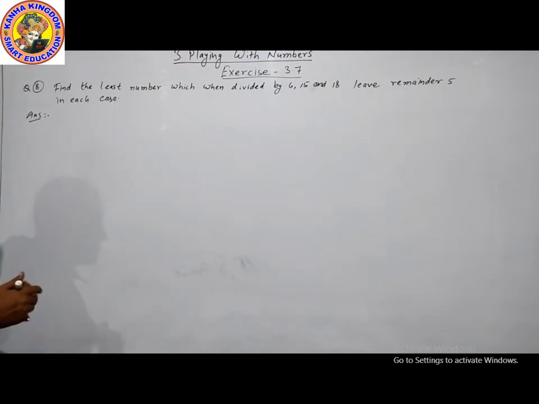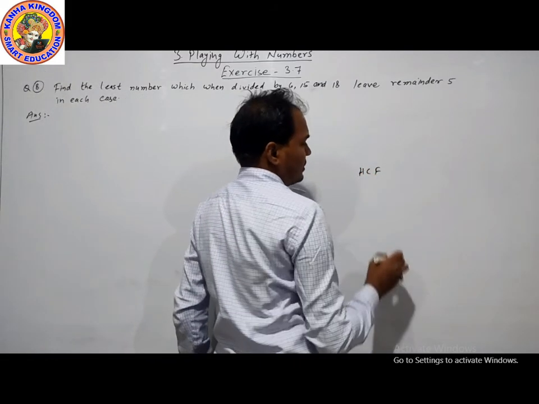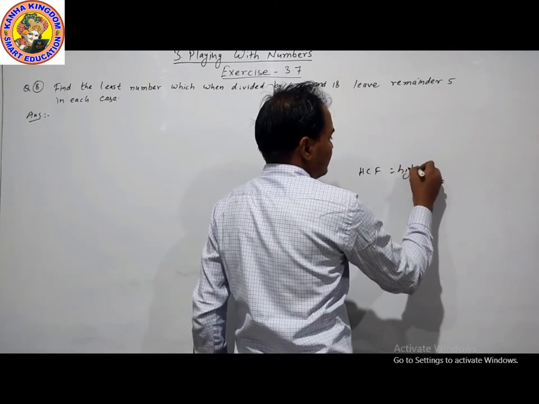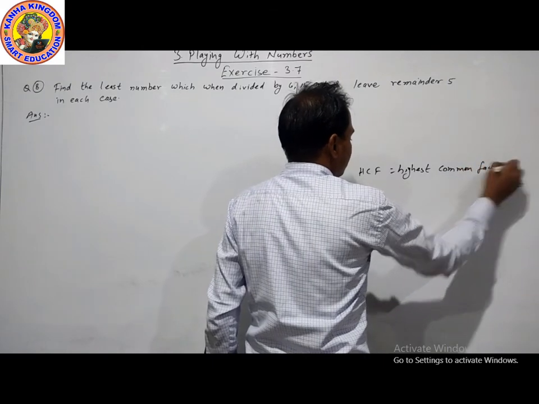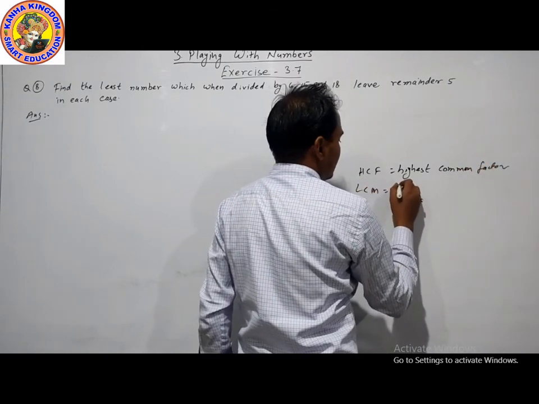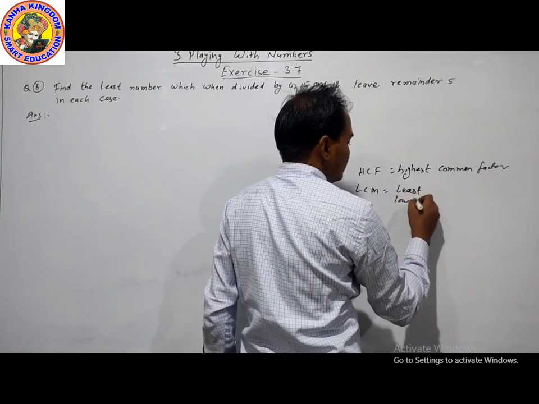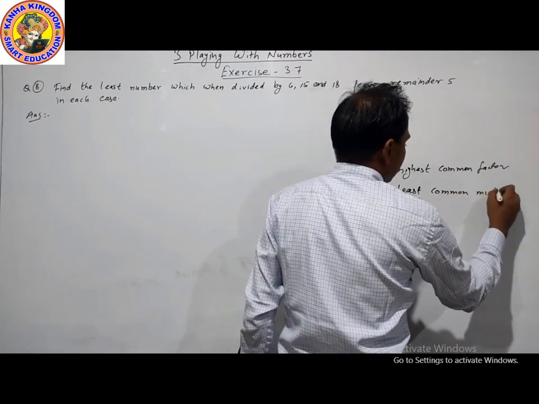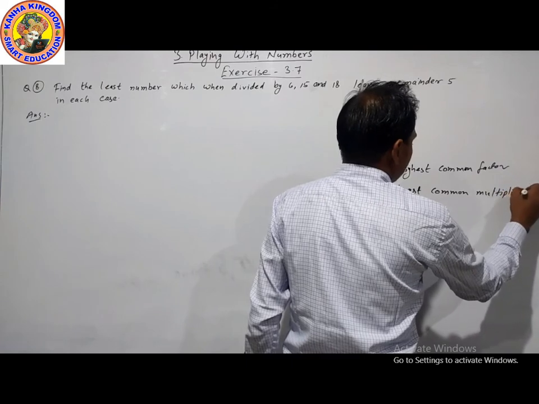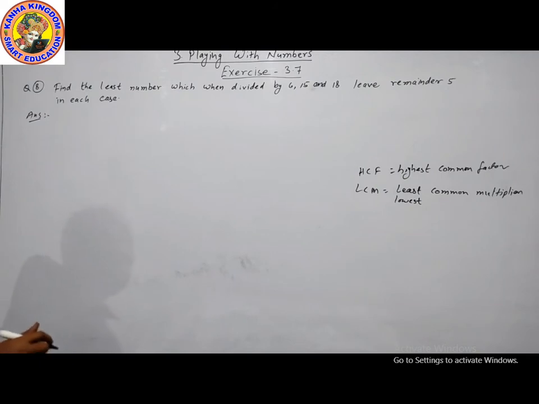Least. What is the least, LCM or HCF? LCM. HCF is the highest common factor. LCM is the least or lowest common multiple. So here it is least, so we will take the LCM.